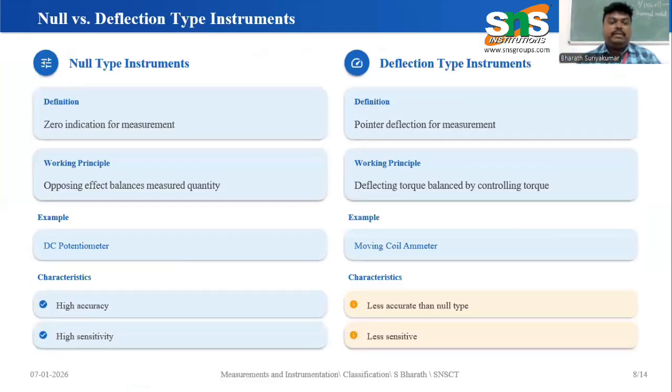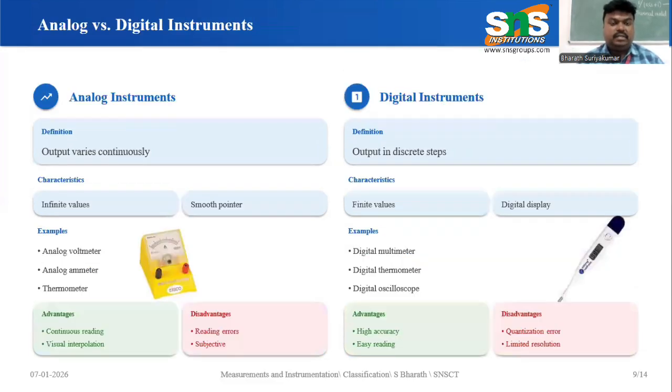Null and deflection type instruments. Null instruments are zero indicating instruments. Deflection instruments show a pointer deflection for the measurement. In null instruments, an opposing effect balances the measured quantity. In deflection instruments, the deflecting torque is balanced by the controlling torque. Here, an example of a null type is a DC potentiometer. A deflection type instrument is a moving coil instrument. They have various advantages and characteristics.